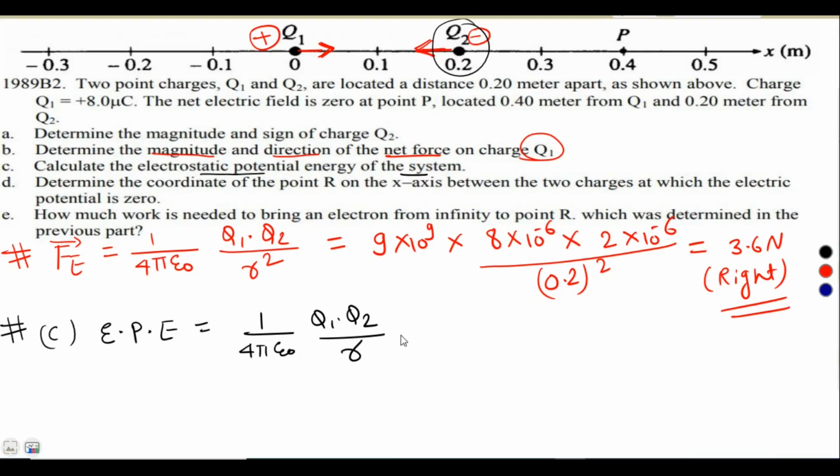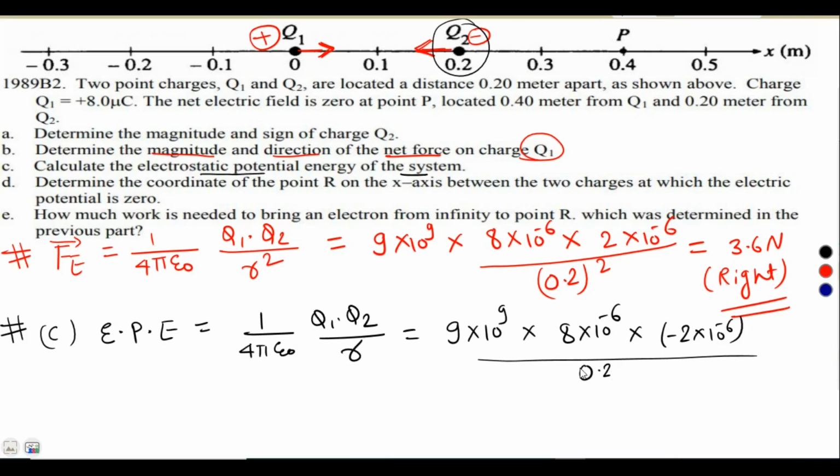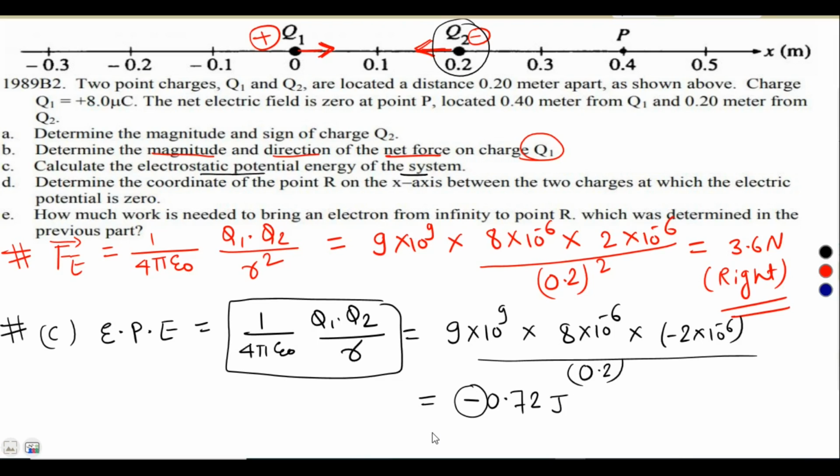Let us apply it. So this is 9 into 10 raised to power 9, into 8 into 10 raised to power minus 6, into minus 2 into 10 raised to power minus 6, divided by 0.2. In this formula we have to put the value of q1 and q2 with proper sign, right? So after putting this, we will get the electrostatic potential energy as minus 0.72 joule. This minus sign indicates this is a stable system, under an attractive force, right?